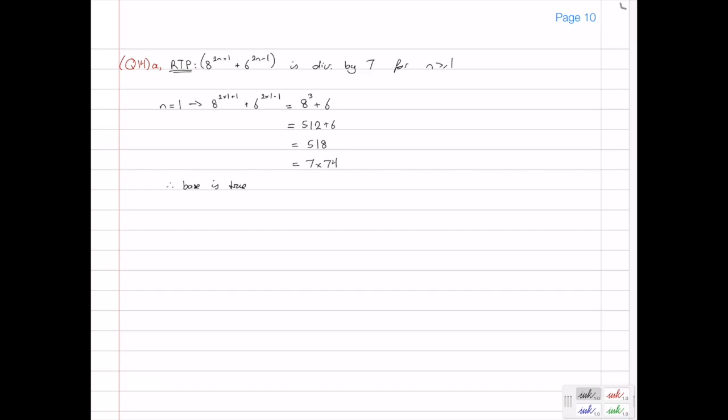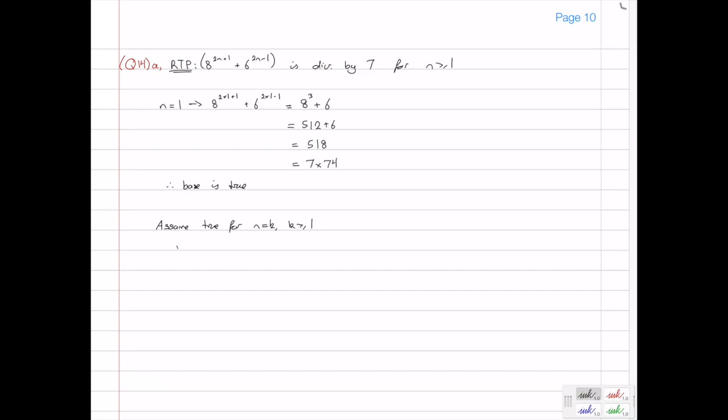Cool. Now, the next thing we need to do is make our inductive hypothesis. So we need to assume that this is true for n equals k. Okay, and k has to be an integer greater than or equal to 1. Obviously it has to satisfy the condition for n. So we assume that it's true for n equals k.